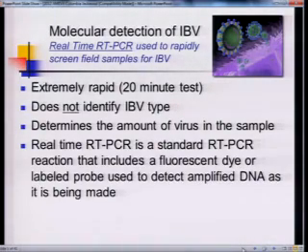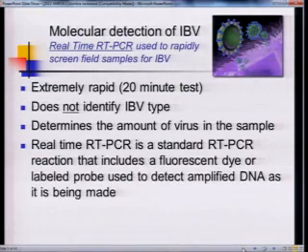It takes only about 20 minutes per test. We can do many tests at the same time, so simultaneously we can do 96 different tests on one machine at the same time. It does not identify type, okay? But it is quantitative. It determines the amount of virus in the sample.